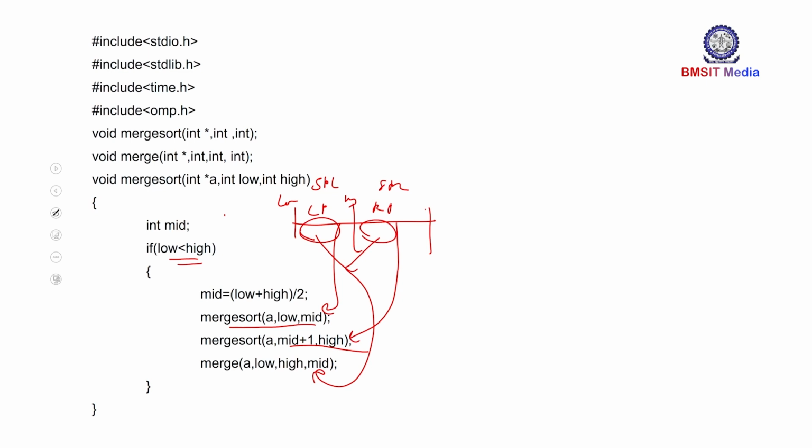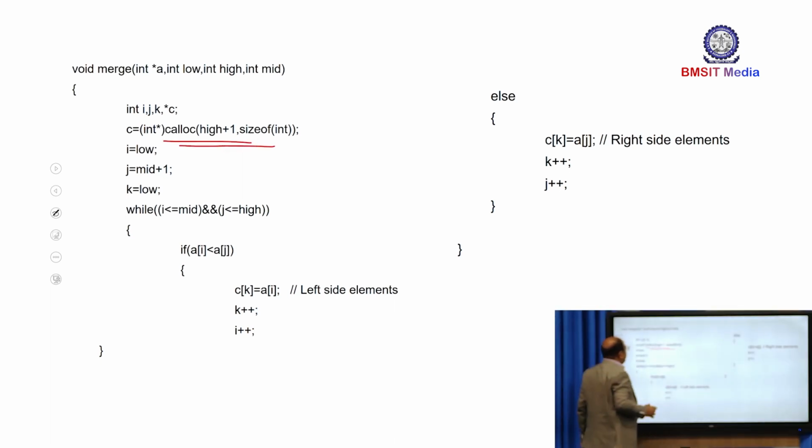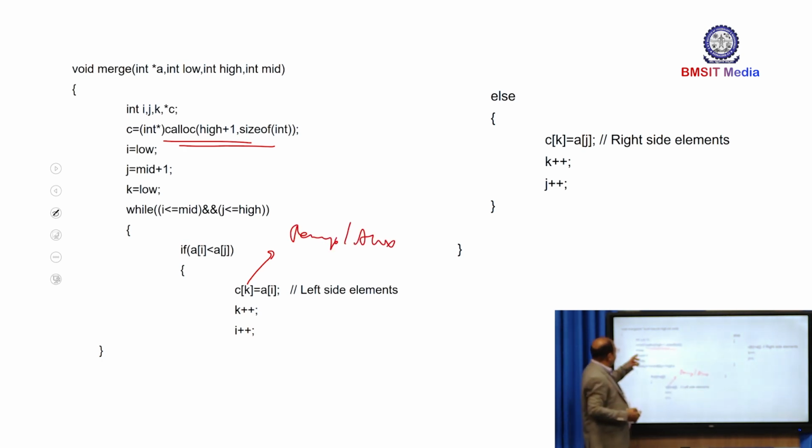In that context, the moment the call comes to merge, it goes to the merge function. Here also we have an array, low, high and mid value. And we know why this dynamic allocation is done: to take the memory allocation for auxiliary memory. That auxiliary memory is nothing but your C of k. This is nothing but your temporary or auxiliary memory.